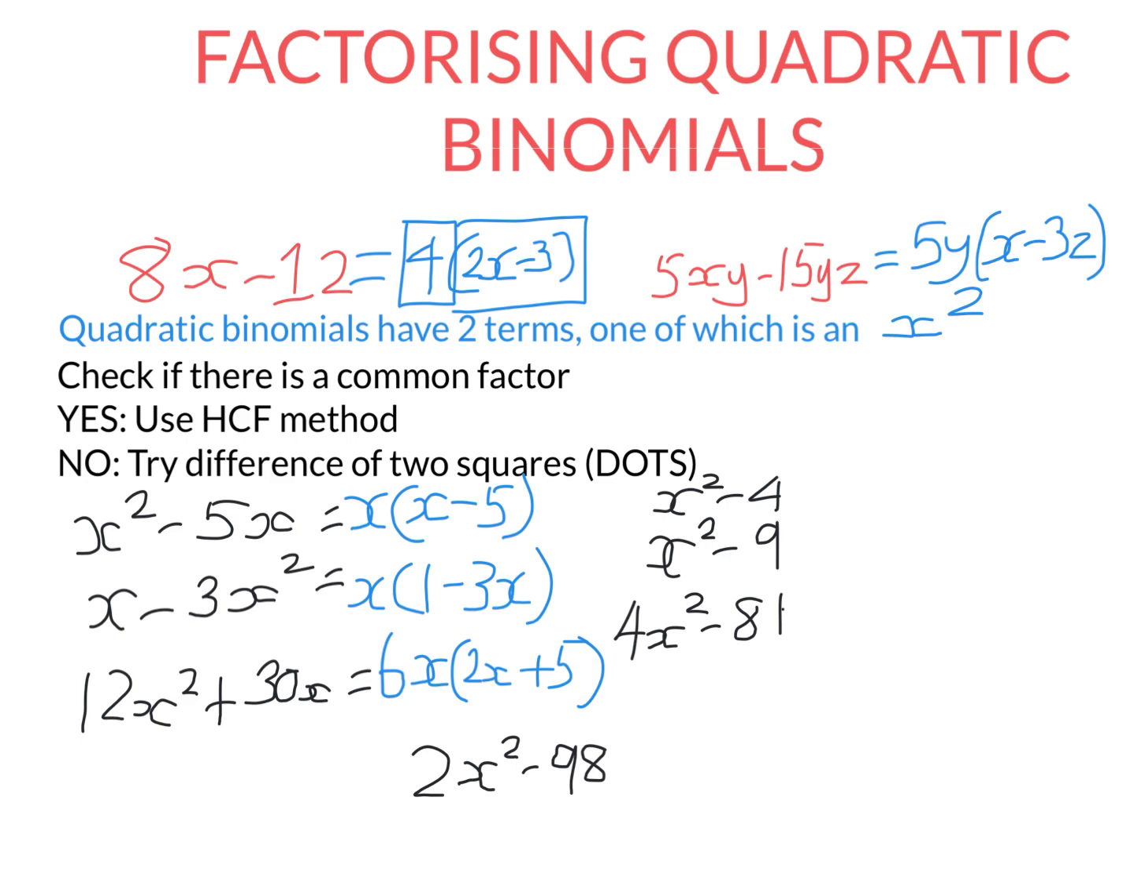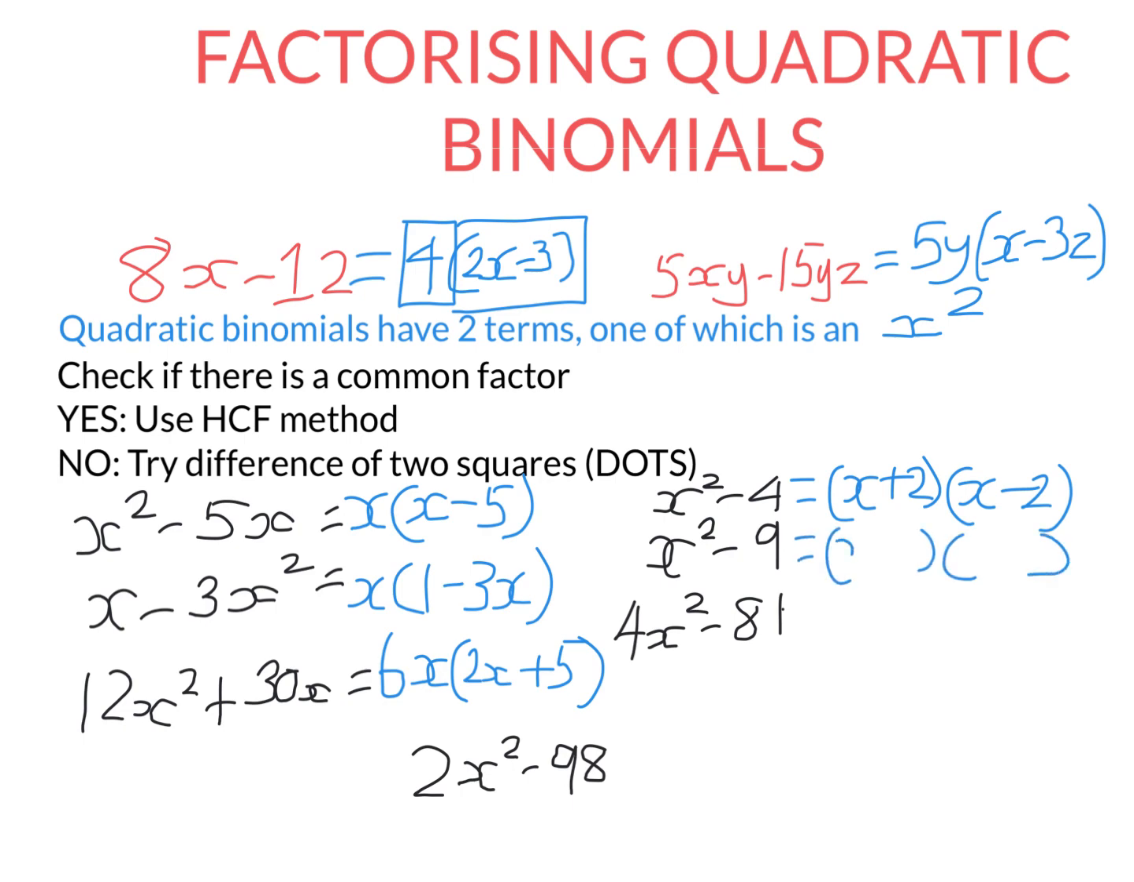So this is how you do difference of two squares. When you have perfect square minus perfect square, you set up two brackets, square root the first, square root the second, one bracket gets a plus, one gets a minus. 4x squared minus 9. These two terms have no common factor, but we have a perfect square minus a perfect square. So we'll use difference of two squares.